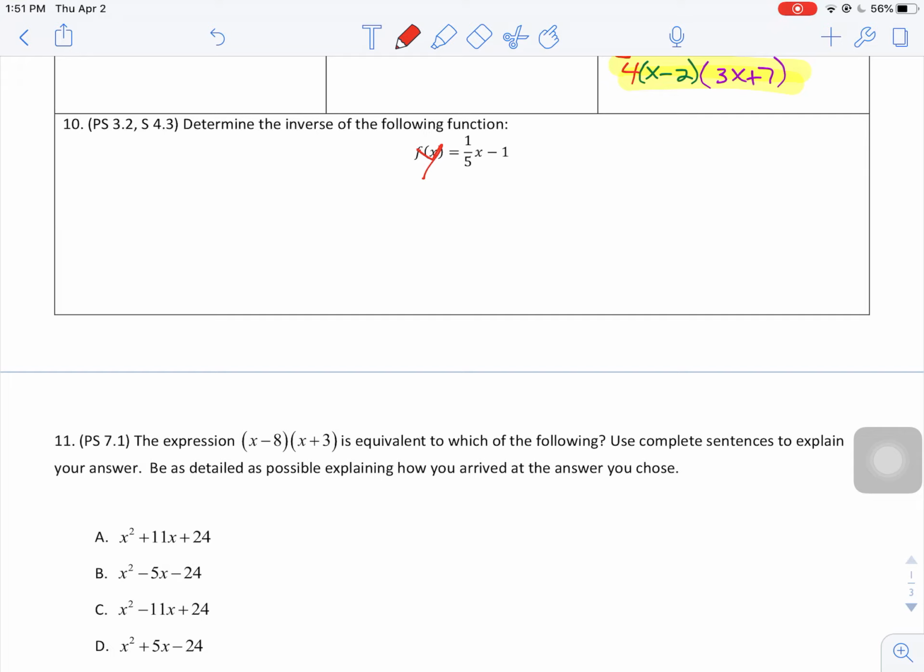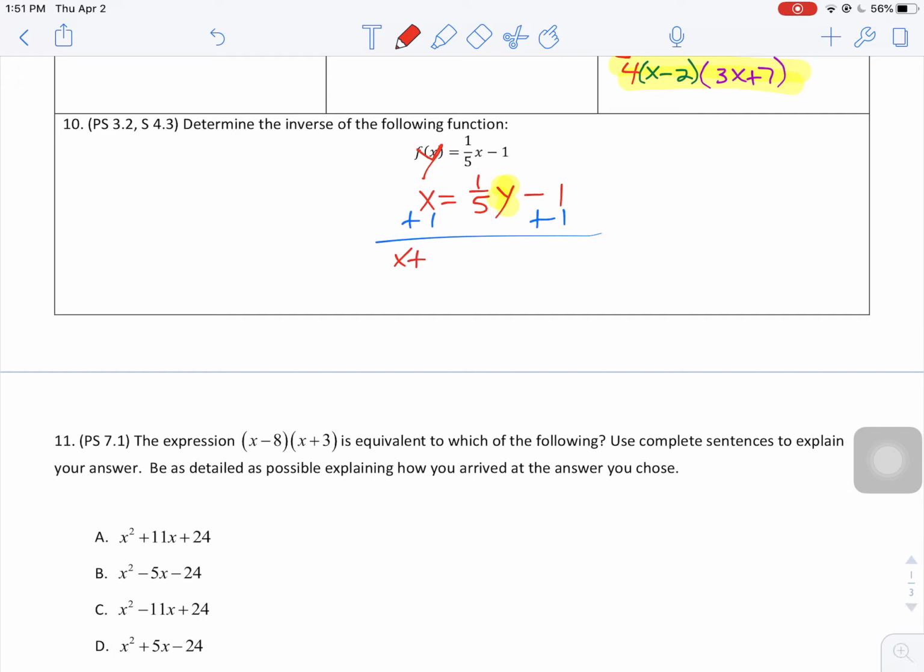And then when you're doing inverses, you switch the x and the y, and then you're going to solve for y by doing order of operations backwards. So get this all by itself by doing order of operations backwards. So add 1.